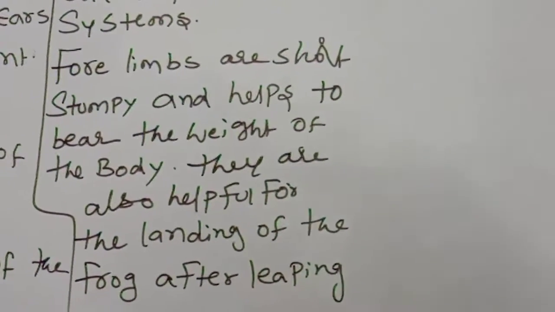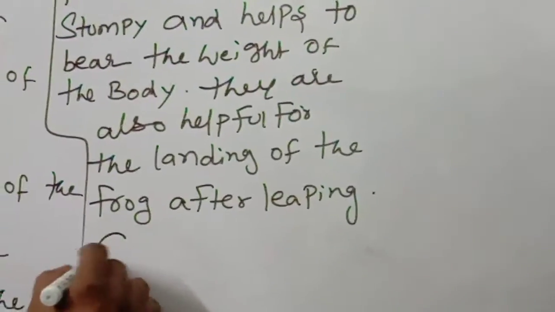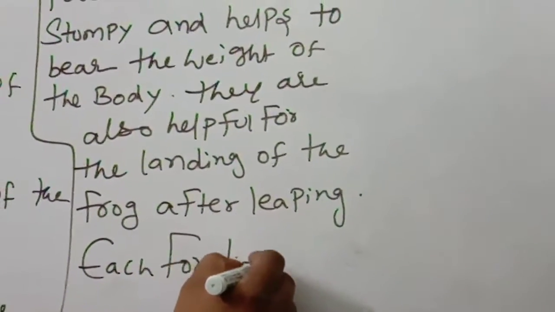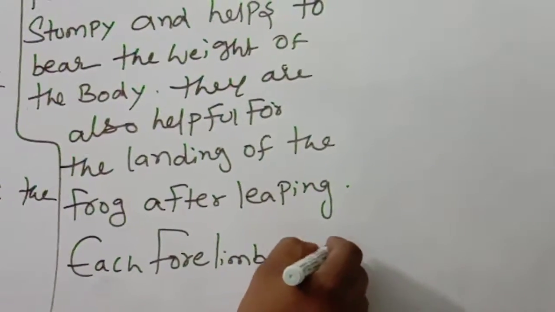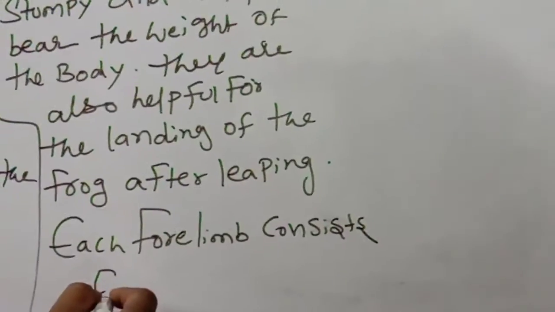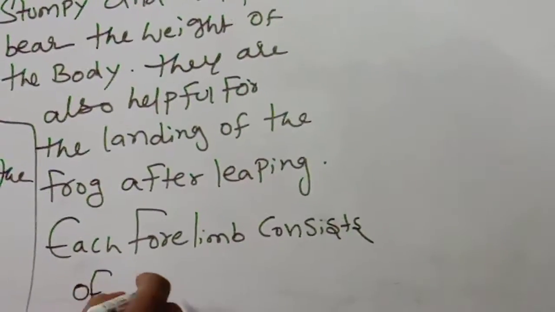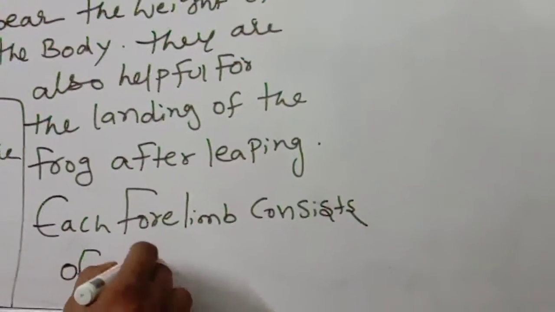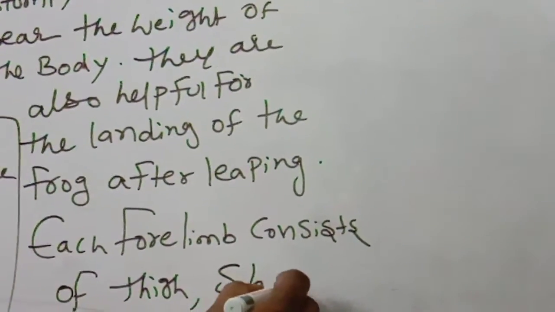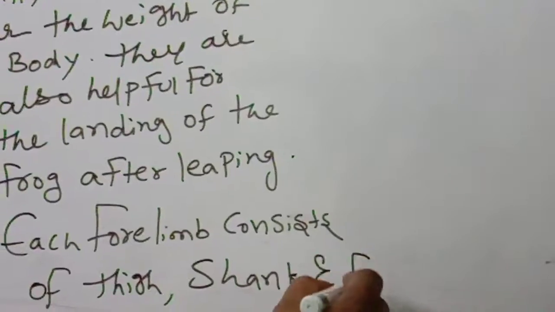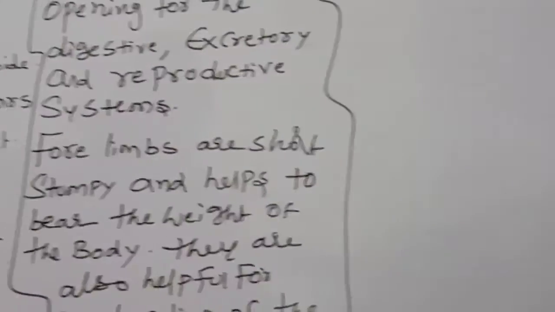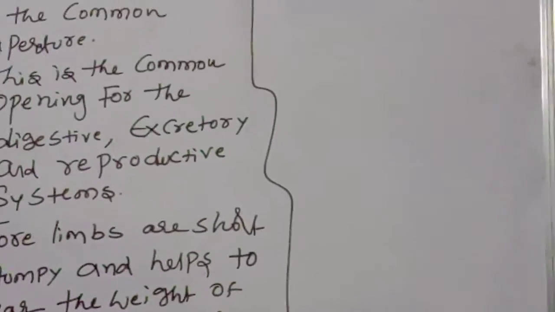Next, each forelimb consists of thick thigh, shank, and foot. Thigh, shank, and foot. These are the important things.